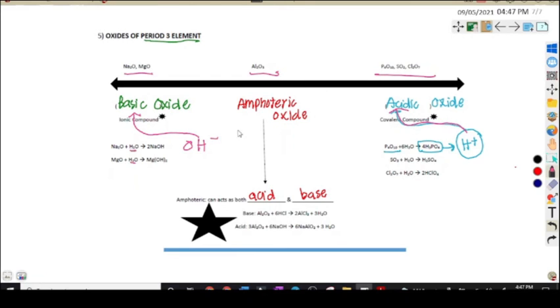For amphoteric, it depends on your equation. If you want the Al2O3 to act as a base, then you have to react it with an acid. But if your Al2O3 acts as an acid, then you have to react it with a base. And the product and side product would be different as well.